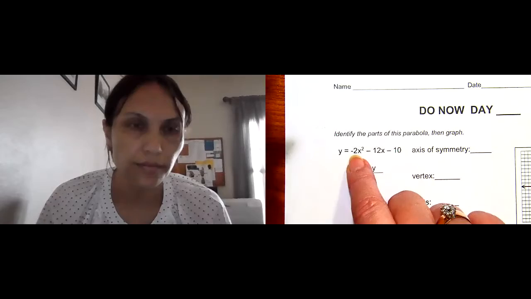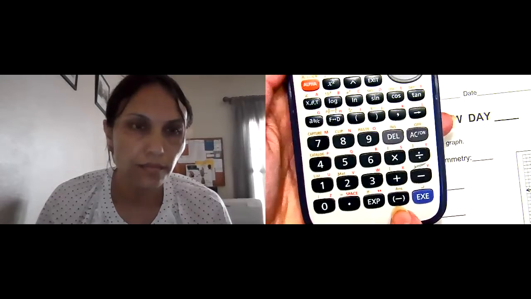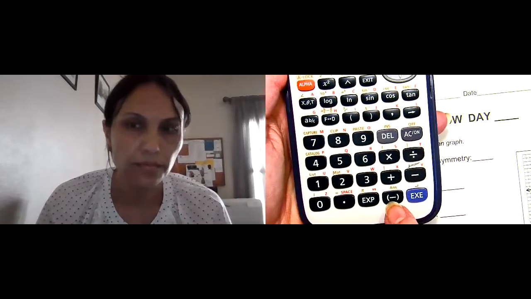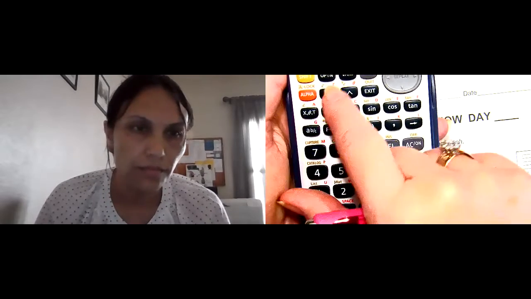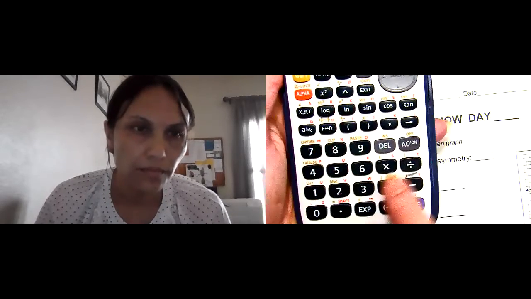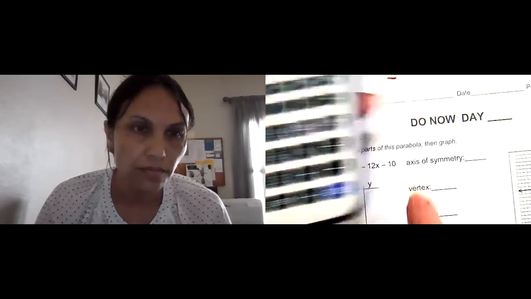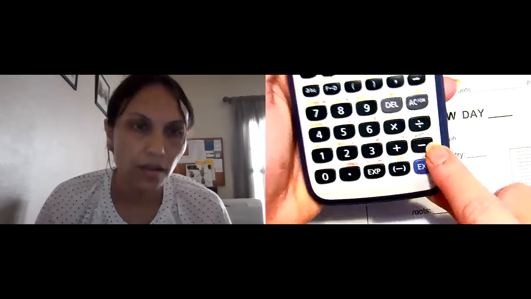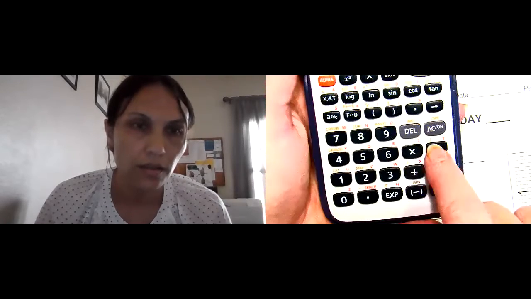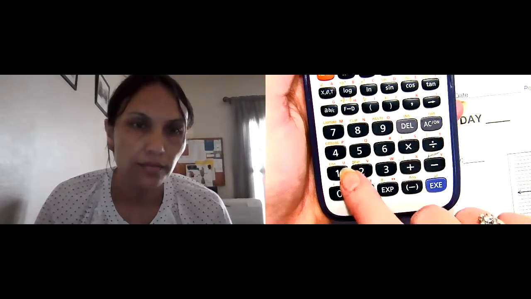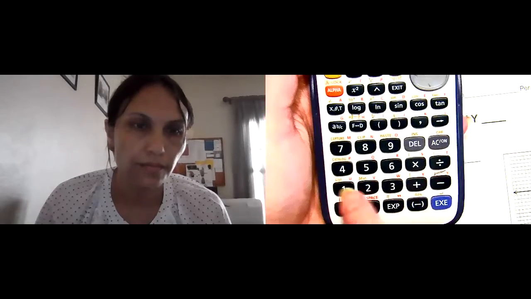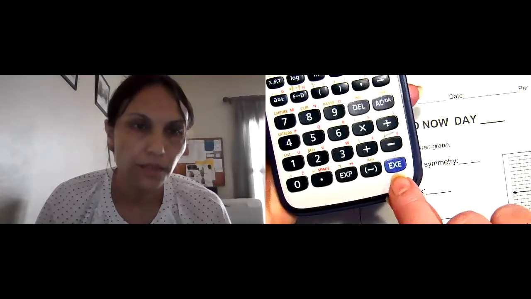Now at the very beginning, it's the negative, so we use the one that has the parentheses. Negative 2x squared, minus. Now when you get to this one, you use the minus sign. In between, you need to use one of these 4 operators. So we use this, minus 12, and then x, and then minus 10. And then I pushed enter, and that's where we did this one.